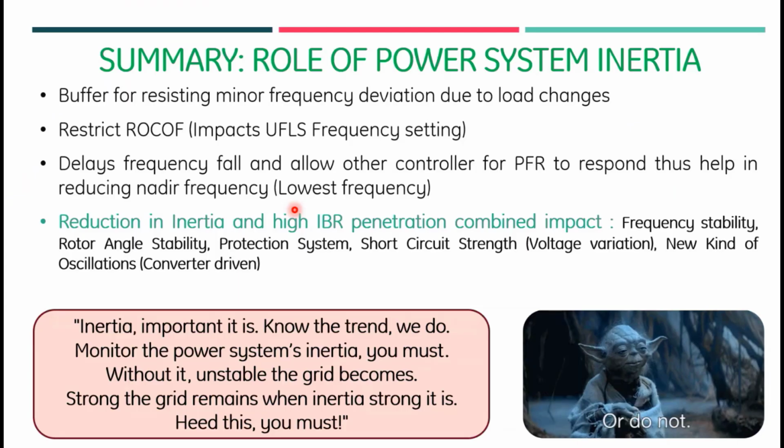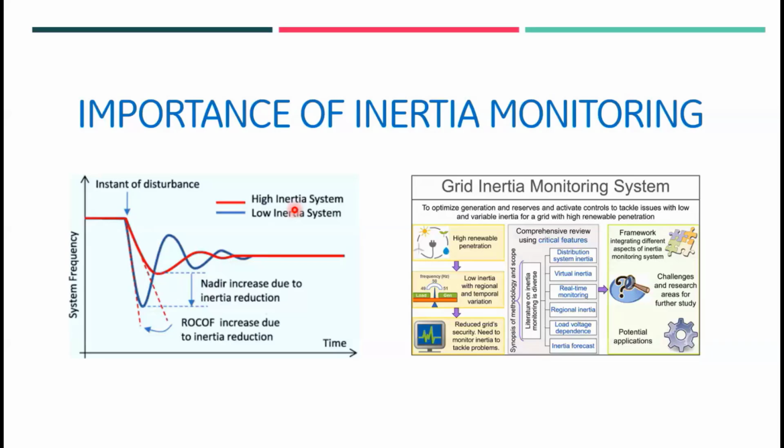We know that problems are there, and inertia will be reducing in the system. We have to adopt measures to improve the inertia also. Apart from that improvement, what is needed right now is to measure the inertia. Basically, we need to monitor the inertia because we have seen its crucial aspect in power system stability.